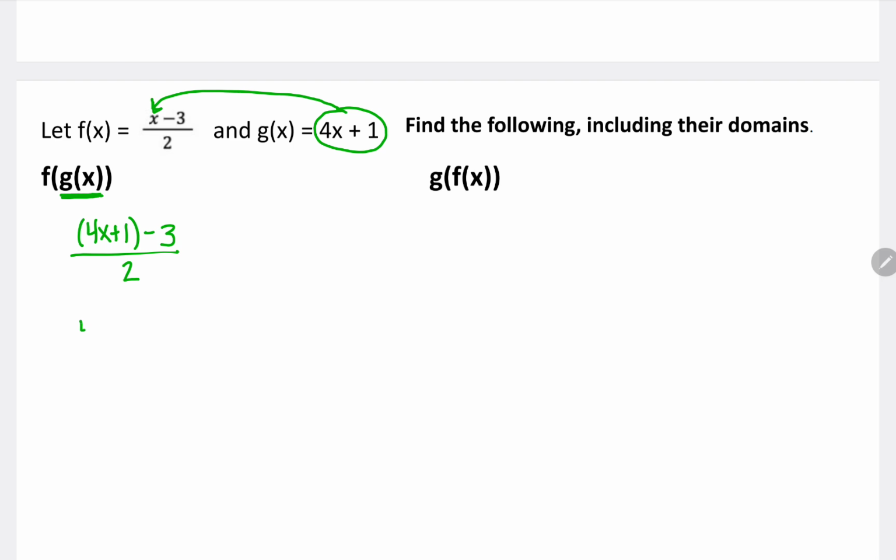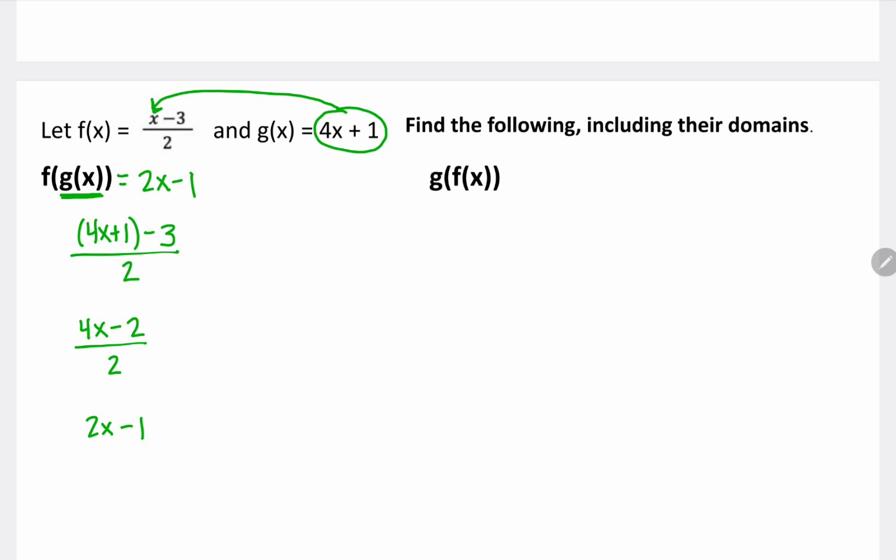And then we just work through simplifying this. 4x plus 1 minus 3 is 4x minus 2 over 2. And then we can divide both of those by 2, 2x minus 1. So f of g of x equals 2x minus 1.